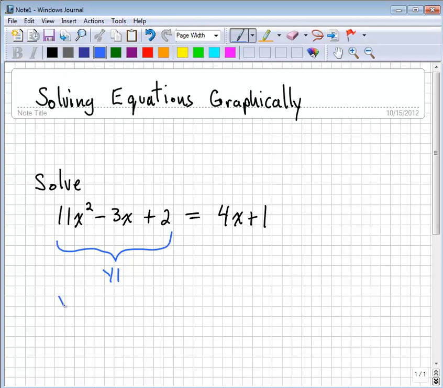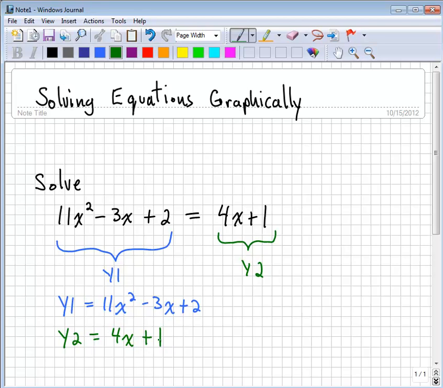So we're going to say y1 equals 11x squared minus 3x plus 2. And then for the right side, we're going to set that equal to another equation. We're going to call that y2. So we're going to say y2 is equal to 4x plus 1.